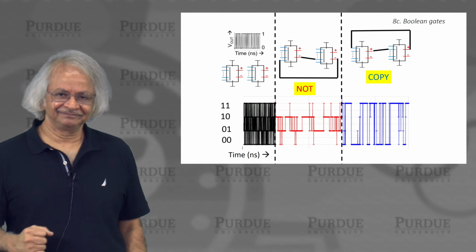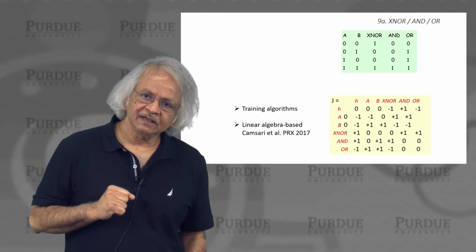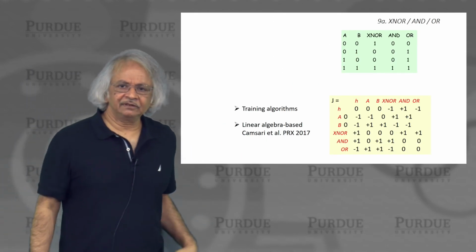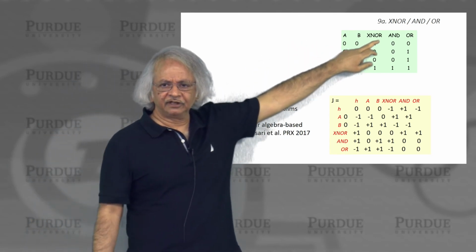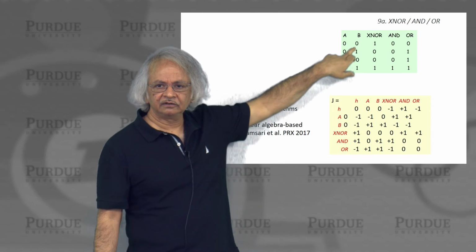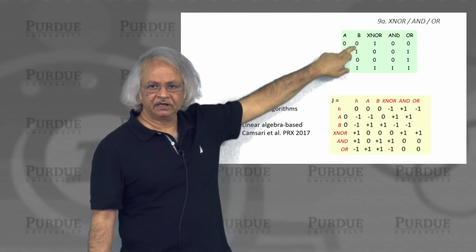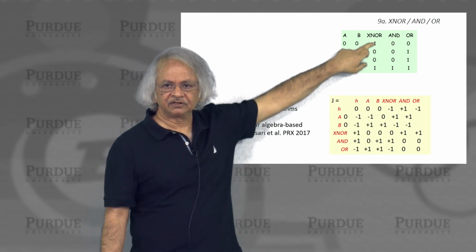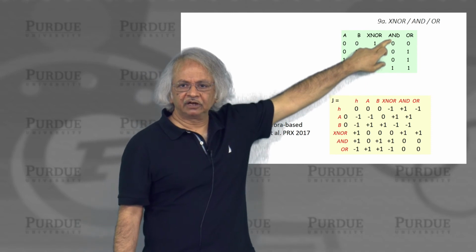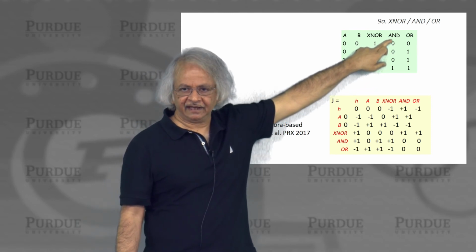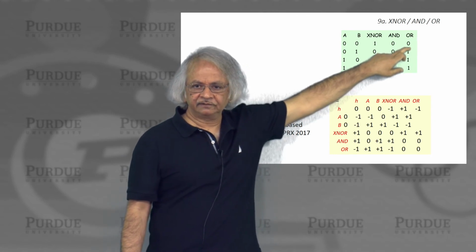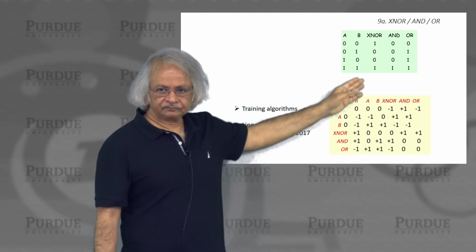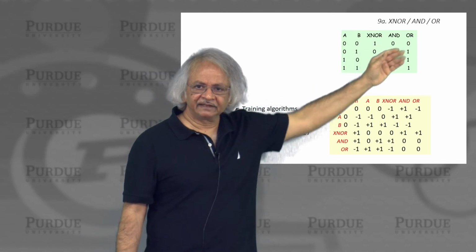So, this is an example of a gate, this includes one of the gates we talked about, the XNOR, where A and B are the two inputs, and that is the XNOR gate. And then I have also put down the outputs if you had an AND gate, and then also the outputs if you had an OR gate. So, how would you implement something like this?